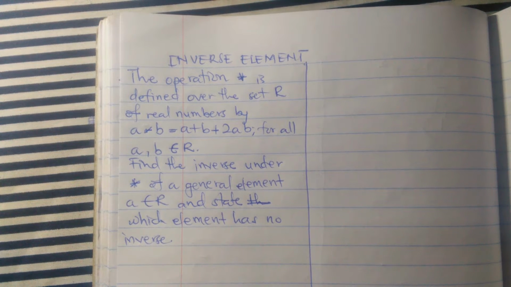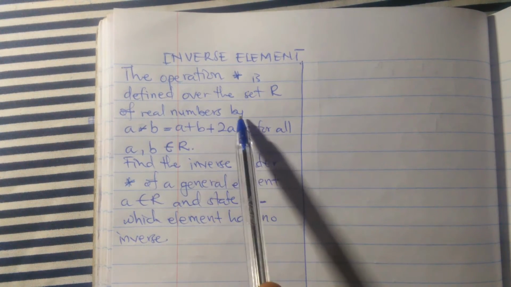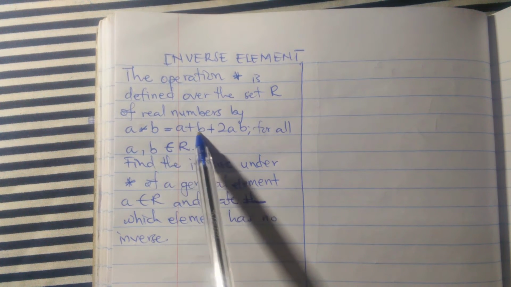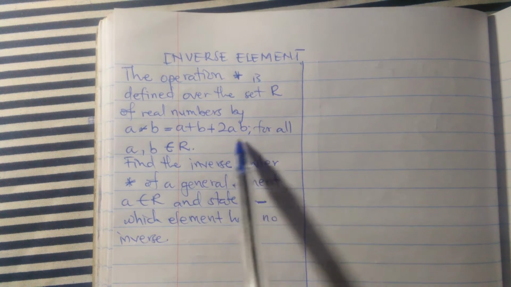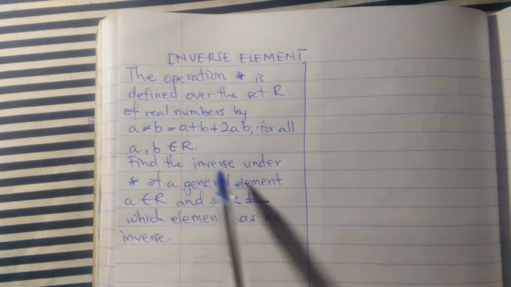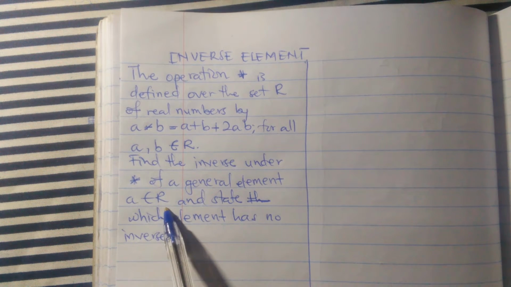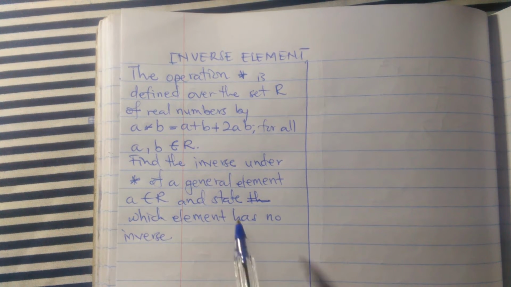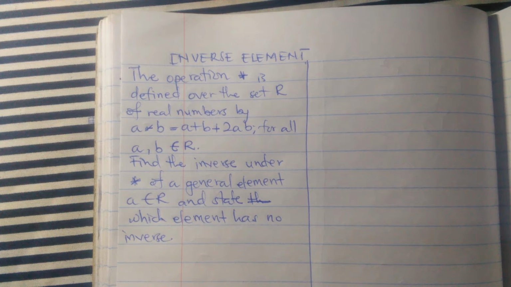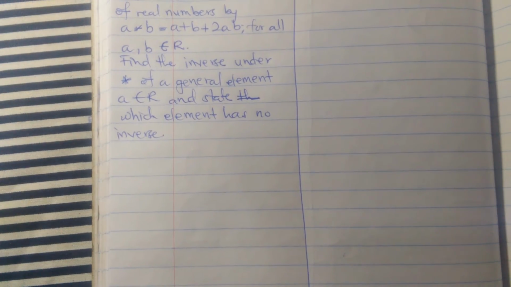Today we are going to look at the inverse element. We looked at the identity element in the other video. So now let's get down to action. The operation star is defined over the set R of real numbers by A star B is equal to A plus B plus 2AB for all A, B which are members of R. Find the inverse under star of a general element A, which is a member of R, and state which element has no inverse. So today we are going to solve for the inverse element.